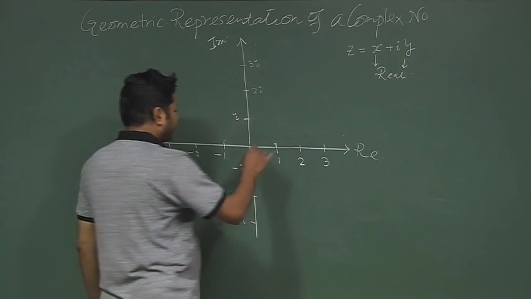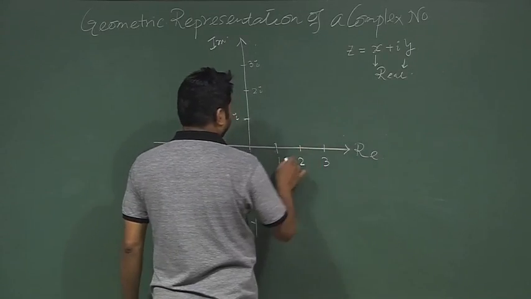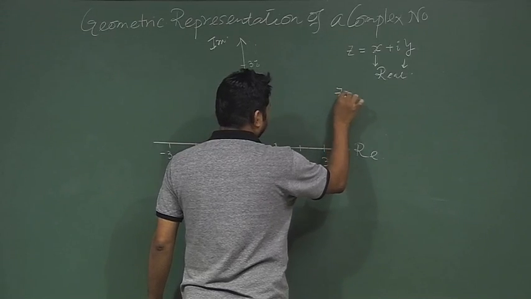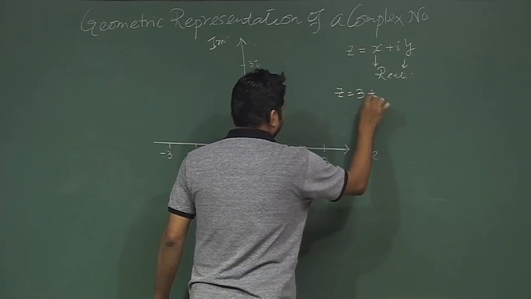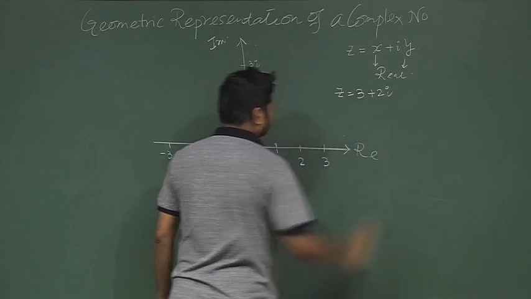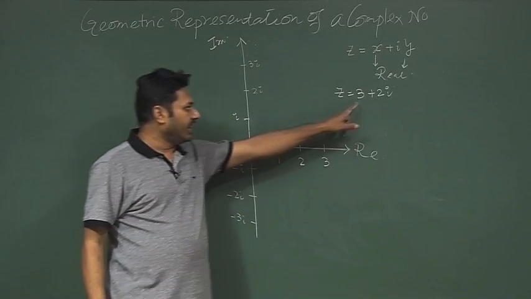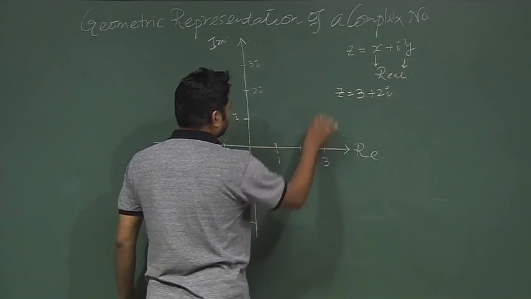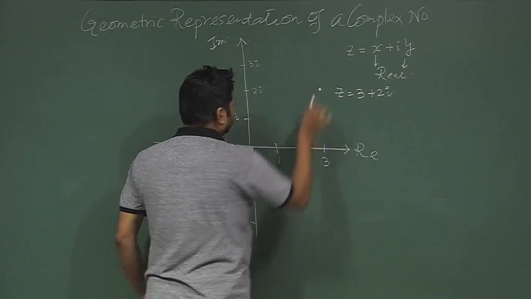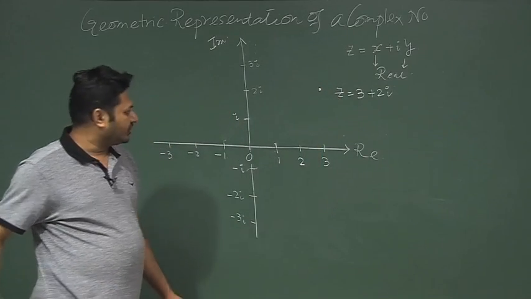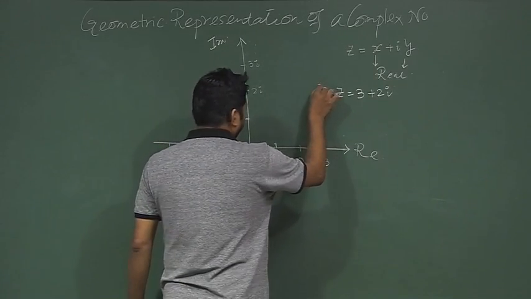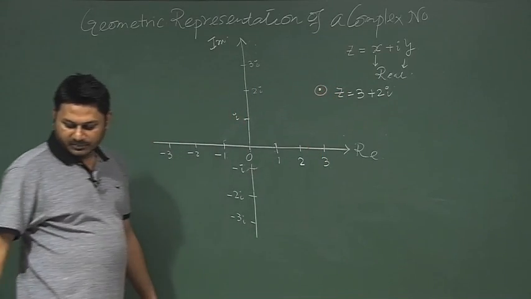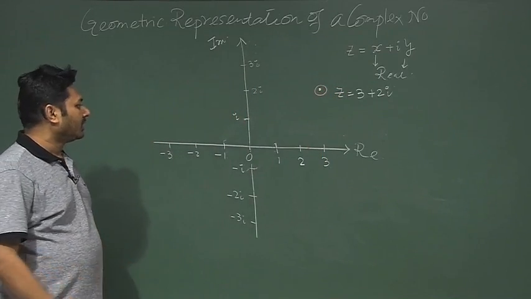So, if I want to find the point for z equal to 3 plus 2i, the x value is 3, so I go to 1, 2, 3, and the y value is 2. So the point is here. So z essentially gives me a point, which is the thing we mentioned last class.